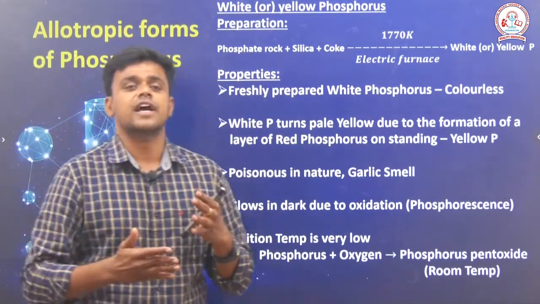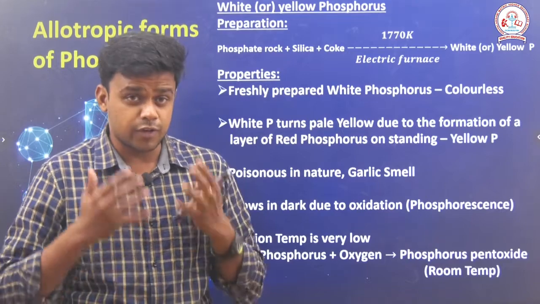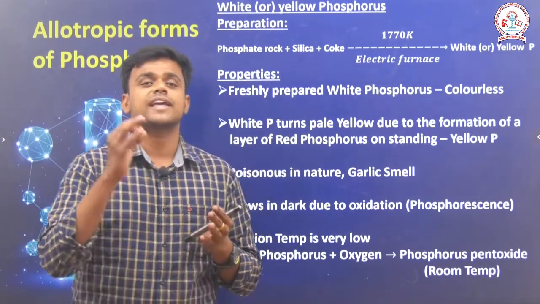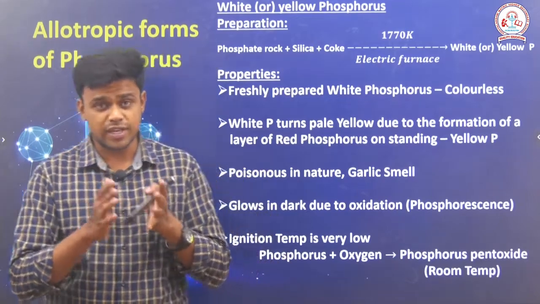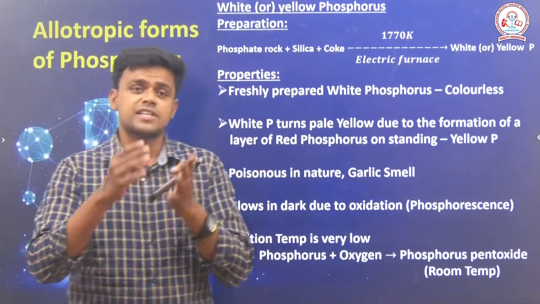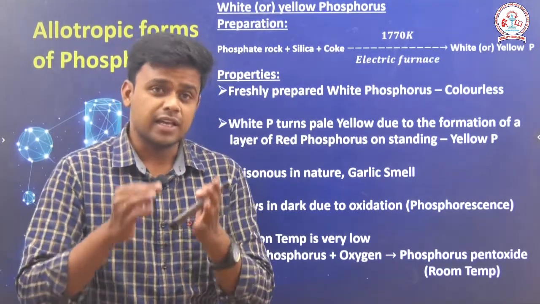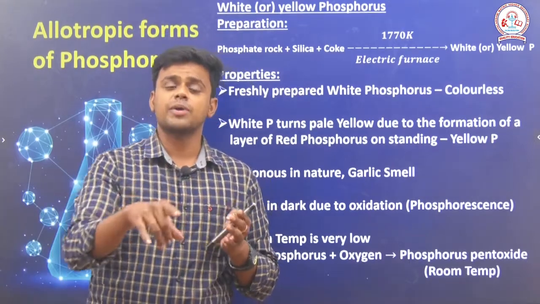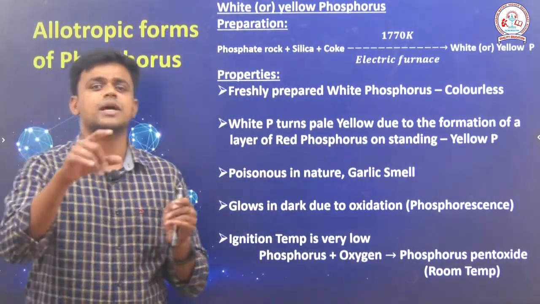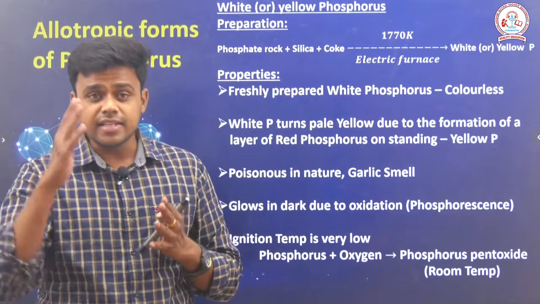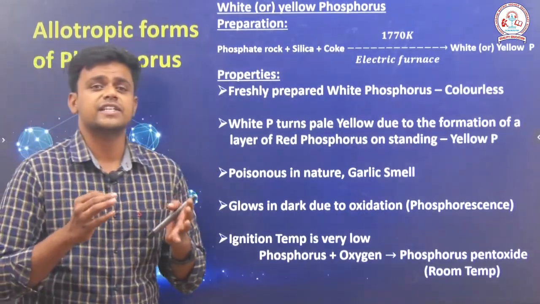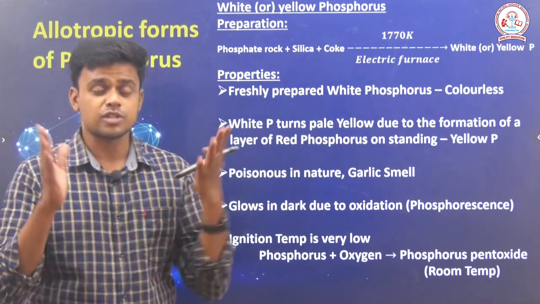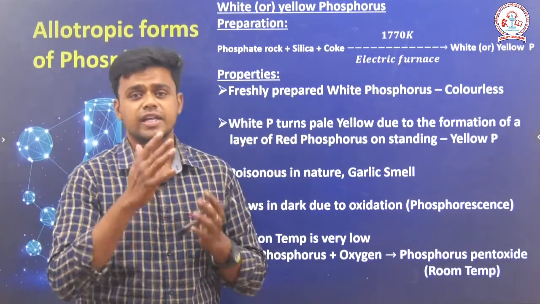So because of that, if you look at it with your eye, it looks yellow in color. That's why it is named yellow phosphorus. Actually, in white phosphorus, in a layer, you will be able to obtain the red phosphorus. Because of the formation of the red phosphorus in the white phosphorus, it appears yellow. That's it. And this phosphorus is poisonous in nature, and you will be able to find it has a garlic smell. You know the smell of garlic, no need to go further again.